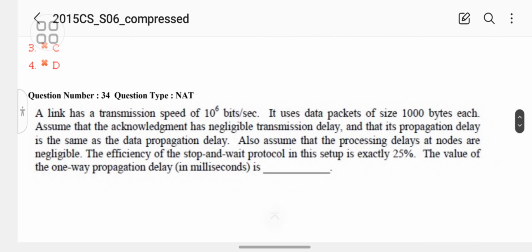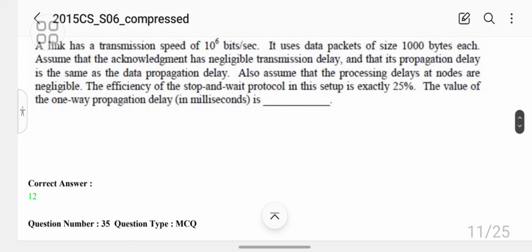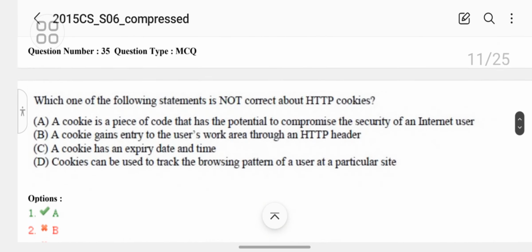Question 34: a link has a transmission speed of 10 to the power 6 bits per second. It uses data packets of size 1000 bytes each. Assume that the acknowledgement has negligible transmission delay, and that its propagation delay is the same as the data propagation delay. Also assume that the processing delays at nodes are negligible. The efficiency of the stop and wait protocol in this setup is exactly 25%. So the value of the one-way propagation delay in milliseconds is 12. So the answer will be 12 here.